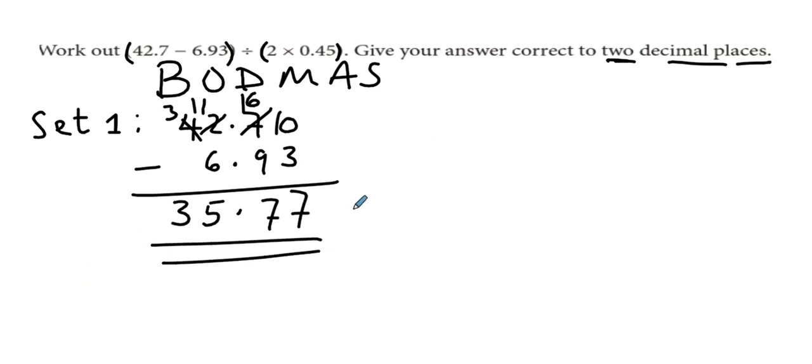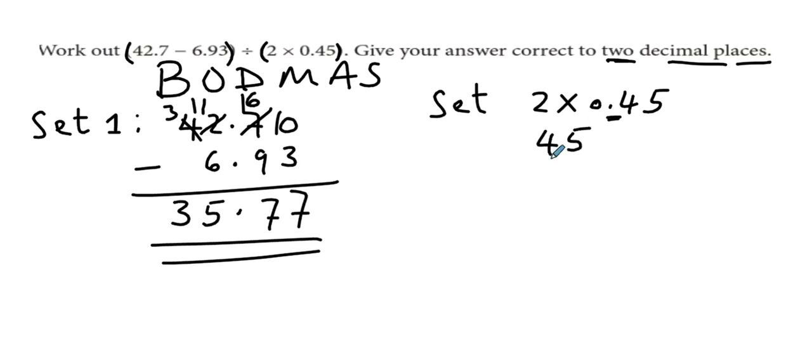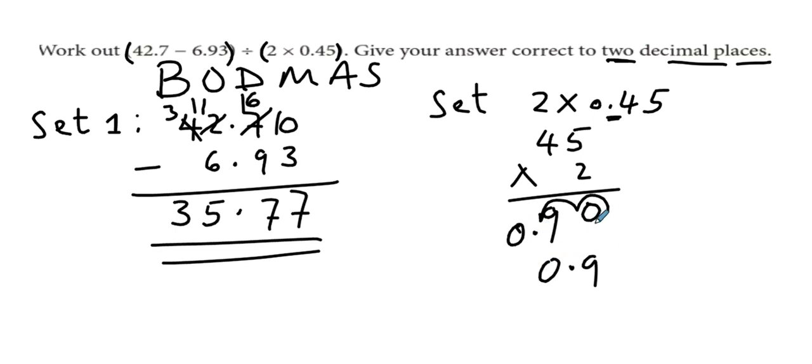Now let us do set number 2. Set number 2 of brackets is 2 multiplied by 0.45. Remember what I said, ignore the decimal point and then do 45 multiplied by 2. The answer is 90. Now count 2 decimal places. So the answer will be 0.9. So this 0 may be cancelled. Can you see that?